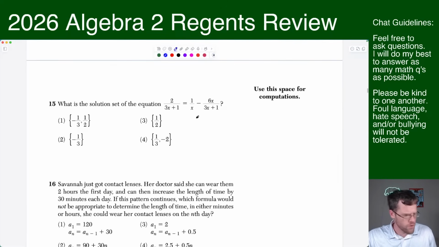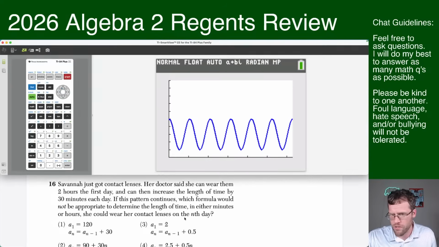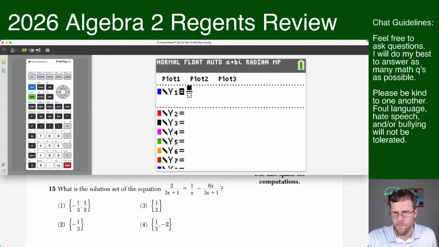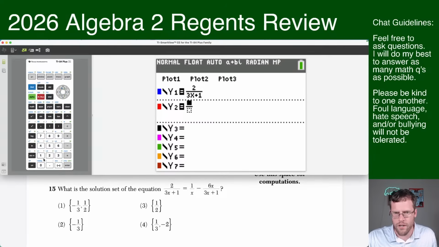Okay, this. You could solve this by hand, but why would you do that to yourself? You ready? This is in the calculator section, so please use the calculator. So here, I'm going to create the left side and I'm going to create the right side. So alpha y equals, enter, and I have 2 over 3x plus 1. So we've got this, and then the right side is 1 over x.